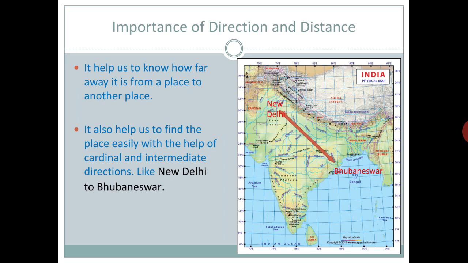It also helps us to find a place easily with the help of cardinal and intermediate directions, like New Delhi to Bhubaneswar. So intermediate directions help us to be more accurate. To find out a direction in a very accurate way, we should also have some intermediate directions.